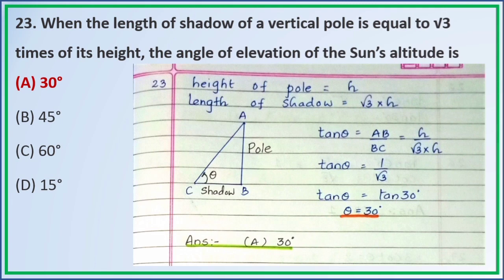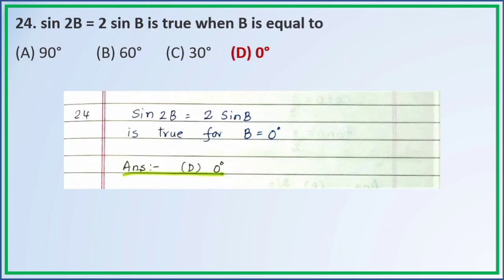Next question. When the length of the shadow of a vertical pole is equal to root 3 times its height, the angle of elevation is? Students, let the height be h, therefore the length of the shadow will be root 3 times h. Now tan theta equals opposite by adjacent, that is AB by BC, h by root 3h. Tan theta equals 1 by root 3, as h cancels out. Therefore theta equals 30 degrees.